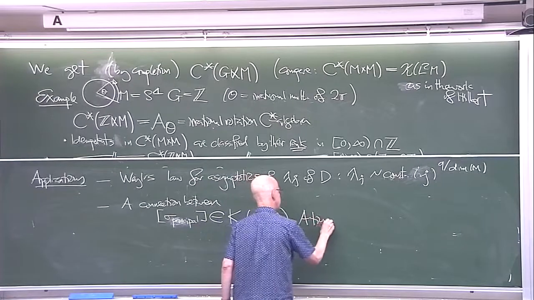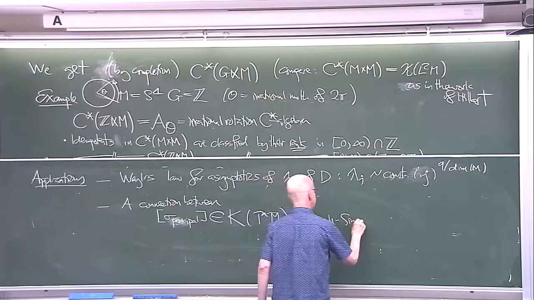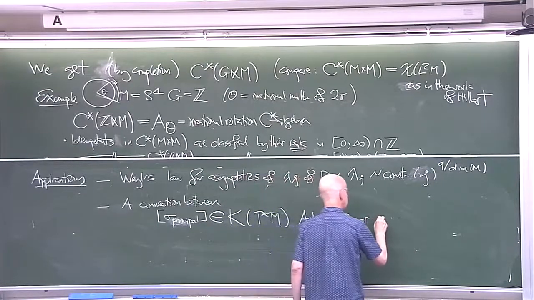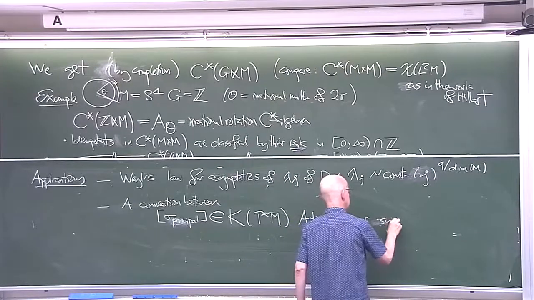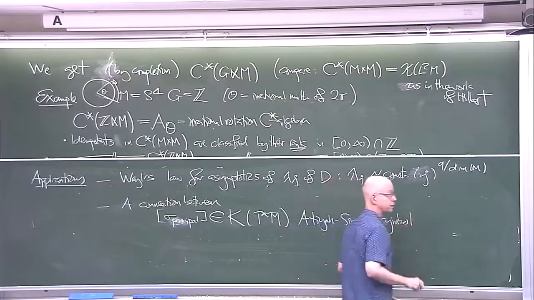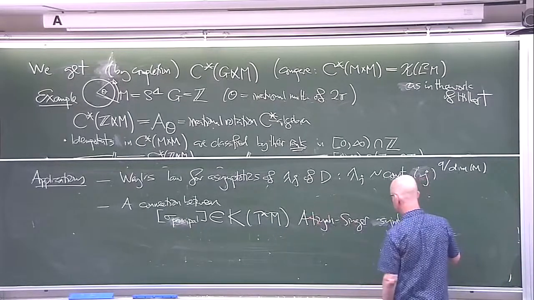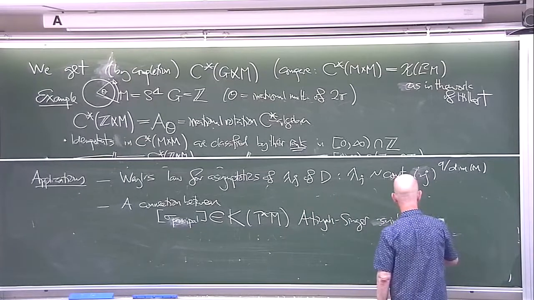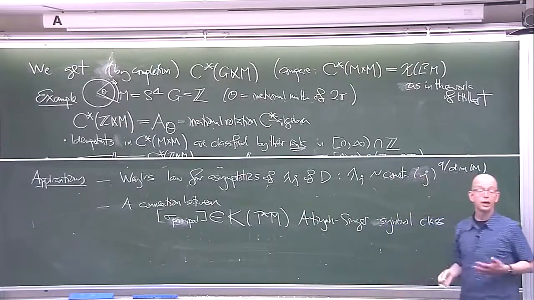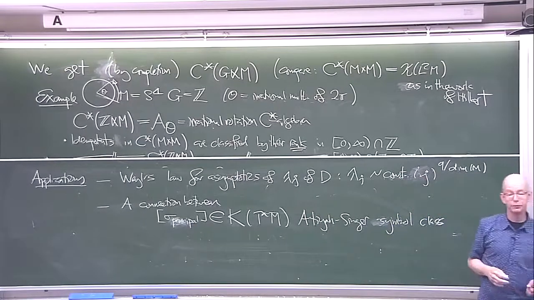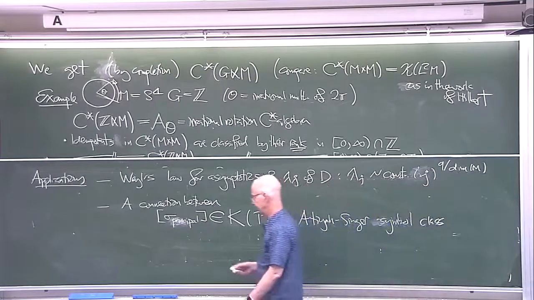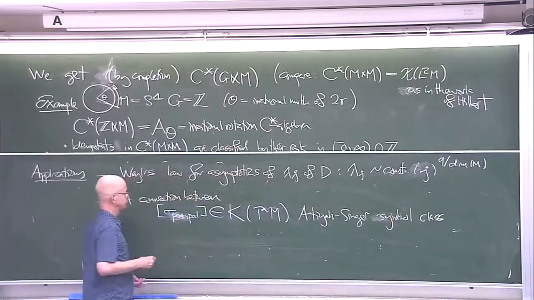So when Atiyah-Singer proved the index theorem, their fundamental insight was that K-theory played an important role. And in particular, the symbol, the principal symbol of an operator, defines a class within the realm of cohomology theory, within the realm of K-theory, some homotopical invariant of an operator.